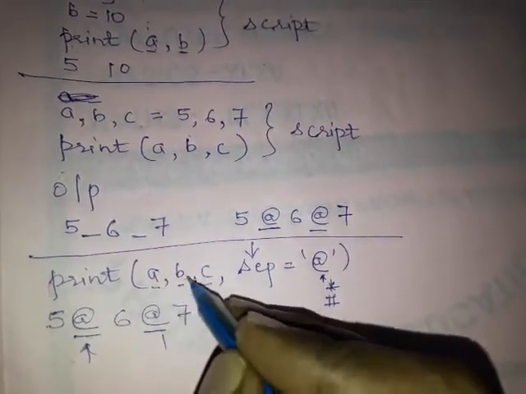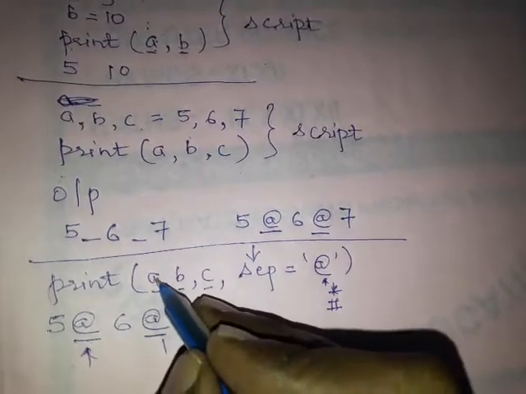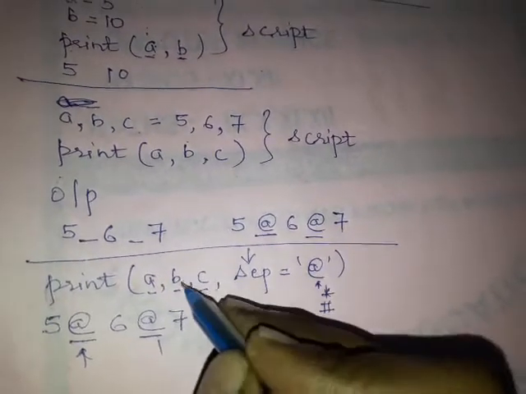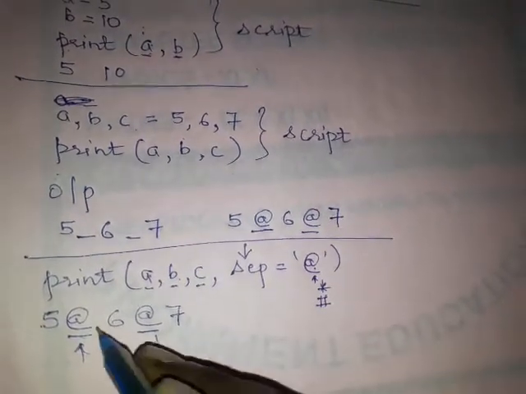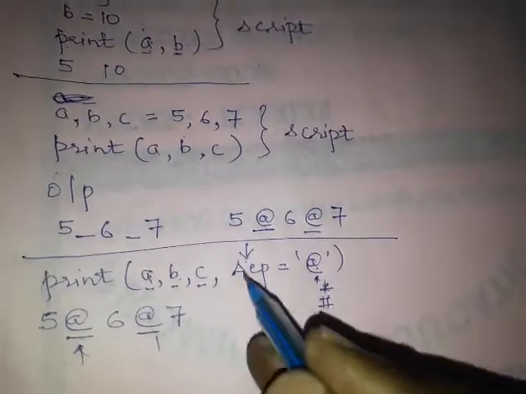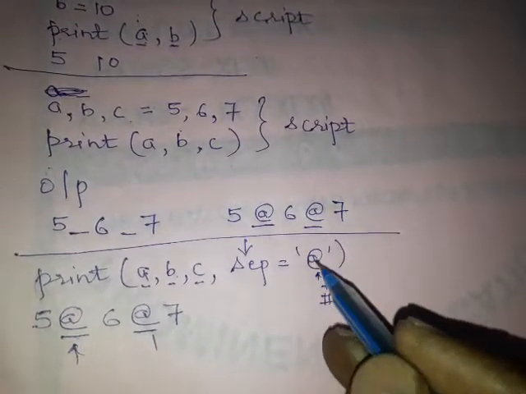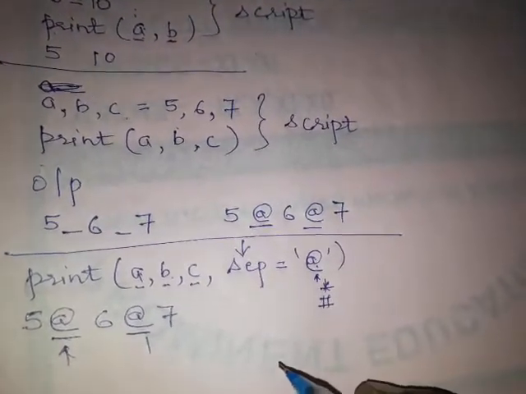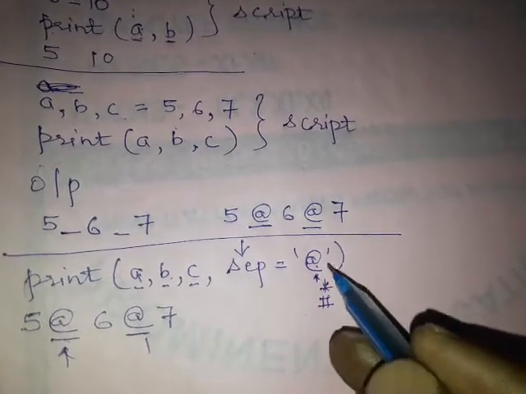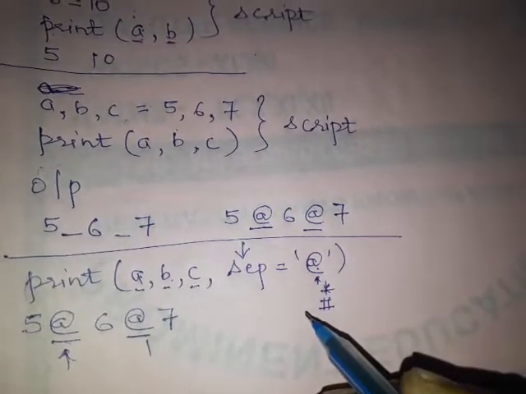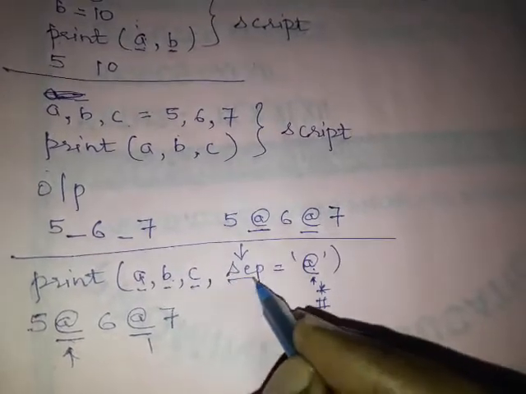There are 3 objects in the print statement. So first separator, second separator, third, like this. This separator will separate different objects by giving special string values, or we can say a special character. Okay, so this is the first argument of print.